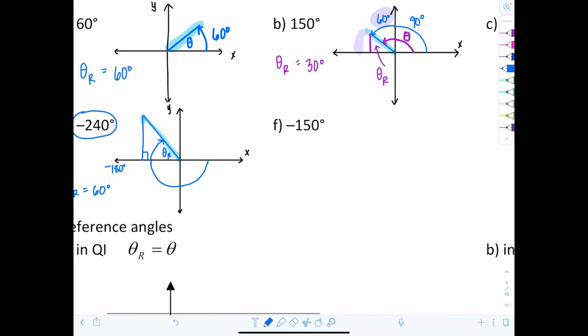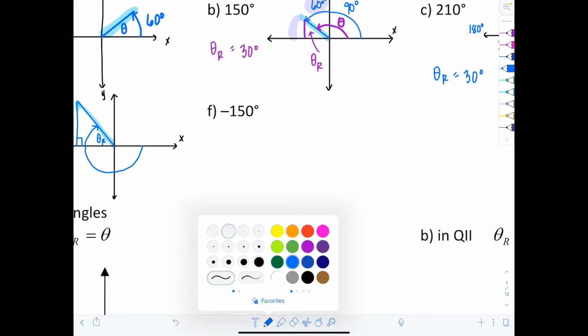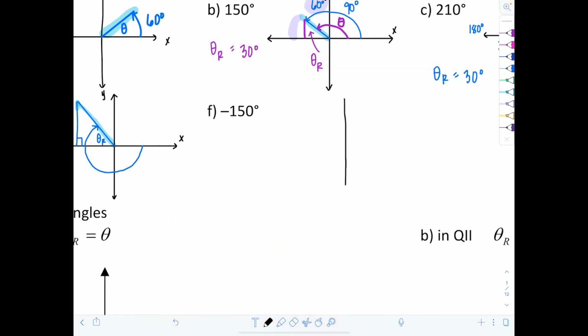Okay, last one, negative 150. Draw these out. You have to draw these out. Okay, x-axis, y-axis, negative 150. I'm going to start on the positive x-axis, rotate clockwise. I'm not going to make it all the way to the negative x-axis. That would be negative 180, but no, this is just negative 150. So there's the terminal side. We stopped there.